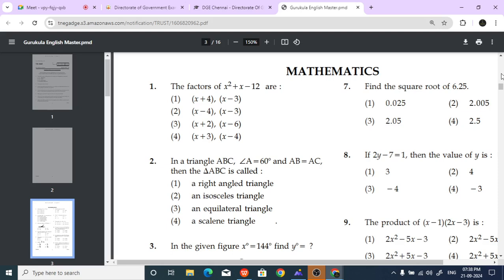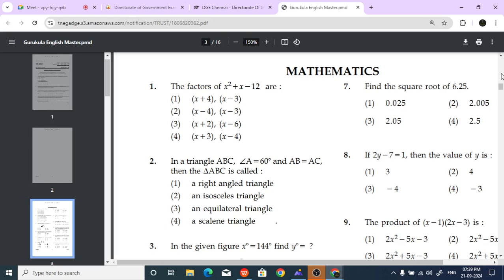Minus 4x and minus 3x, how much are you getting? It will be equal to minus 7x. So, that is not correct. Similarly, minus 4 into minus 3, you will get plus 12. But in the equation, we have minus 12. Likewise, you have to multiply the factors and get that expression. Only those factors are the right answer.